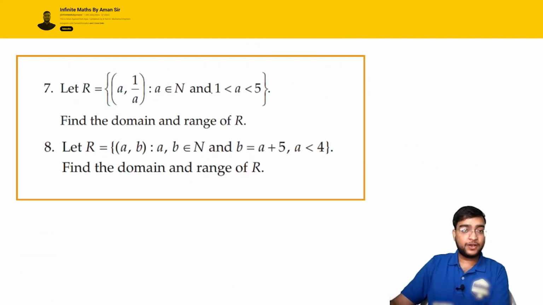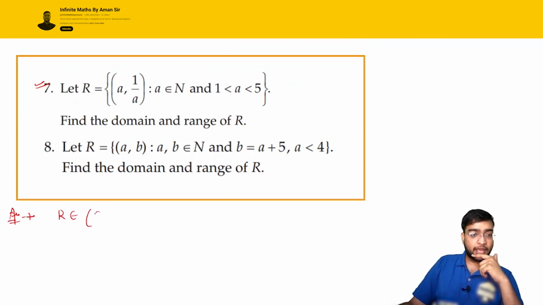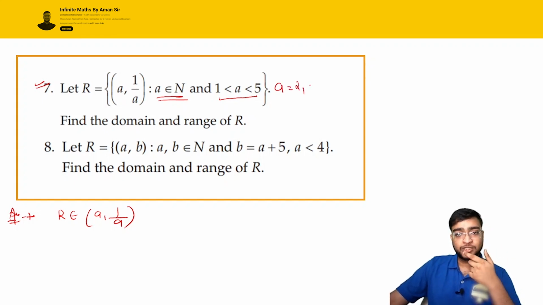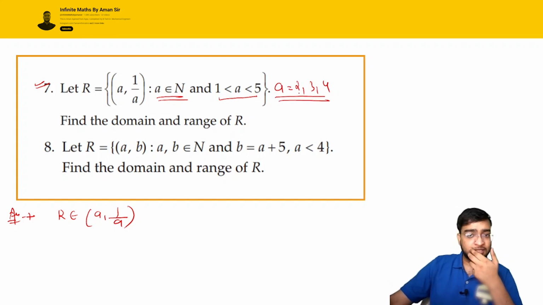Okay, let's see another question here. What is the 7th question? The relation belongs to a comma 1 by a, and a is my natural number. Ultimately a is something between 1 and 5. So what exactly is a? 2, 3, 4, because 1 and 5 are not included there. There is no equal sign here. So a is 2, 3, 4 here.